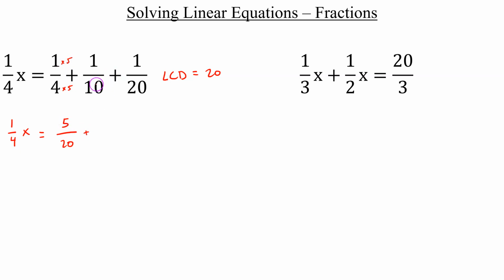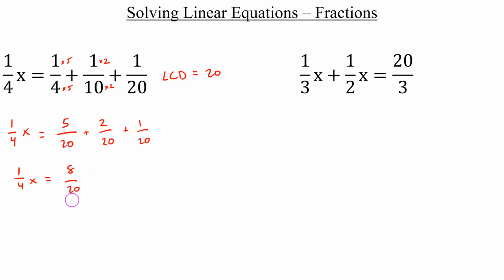For the second fraction, if I want this denominator to be a 20, I have to multiply by 2. So I'm going to multiply my numerator by 2. And then for our final fraction, it already is 20 on the bottom, so I don't have to change anything about that fraction. Now that we have a common denominator, we can add them together. 5 plus 2 plus 1 is 8, divided by 20.